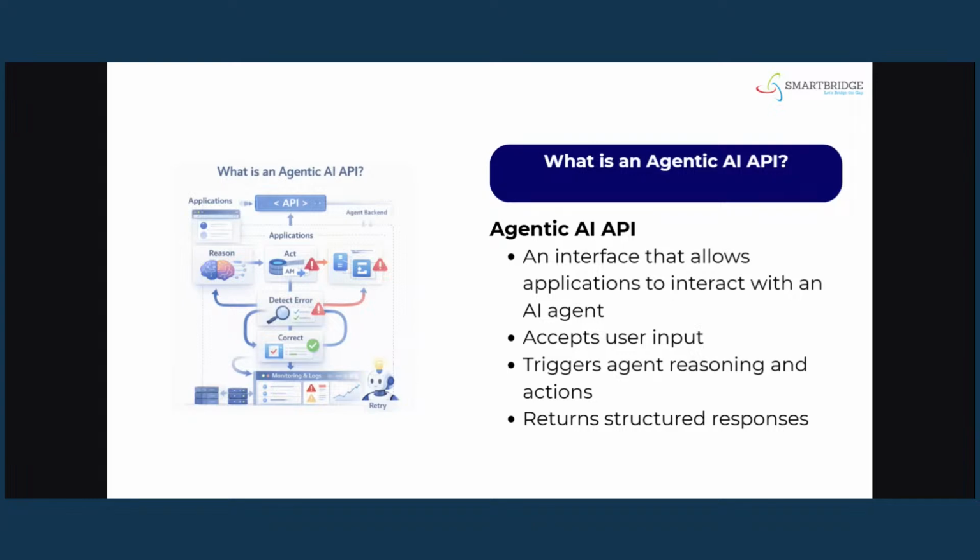Okay, let's understand the diagram that is present here. Like, what is an agentic AI API? So before explaining the diagram, I have a simple question. Just answer this question, students. Okay. So if a mobile app wants help from AI, where does it send the request?